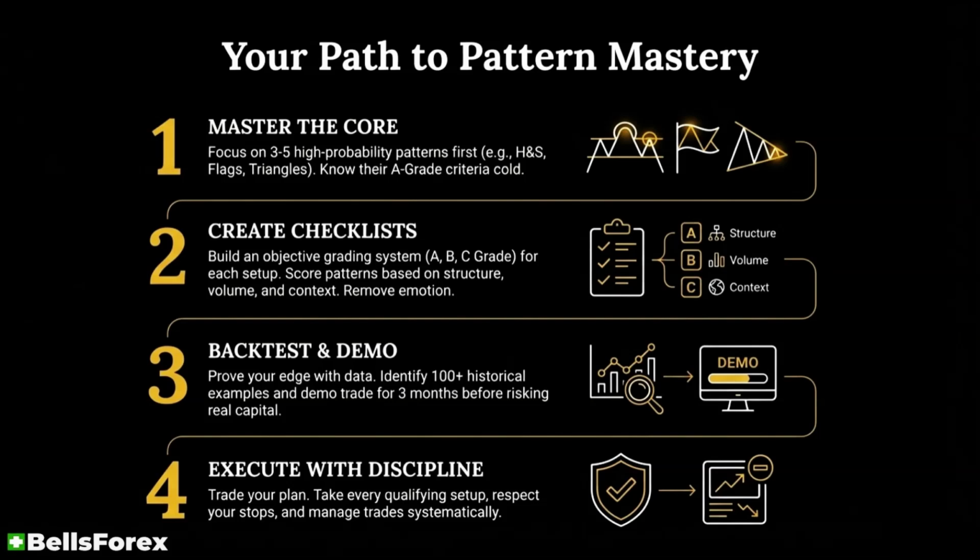The path is pretty clear and structured. You have to move past passive learning and into active system creation. Start by mastering just 3 to 5 core patterns. I'd recommend HNS, double top bottom, and the flag pennant. And then immediately create that objective A, B, C grade checklist for each pattern. Integrating those 4 specific volume rules, that checklist is what removes emotion from your analysis. It's what ensures you only take A-grade setups.